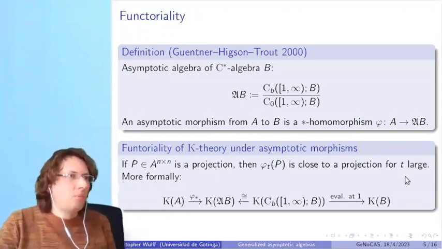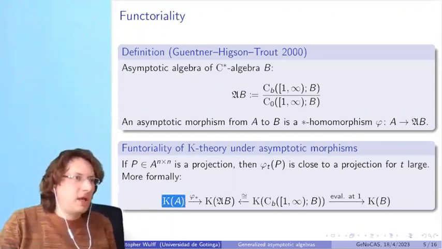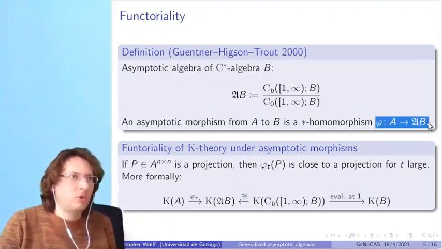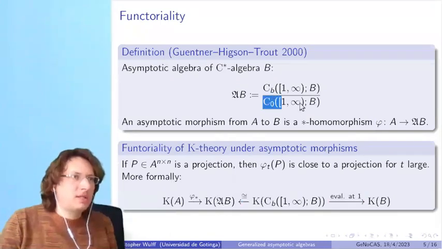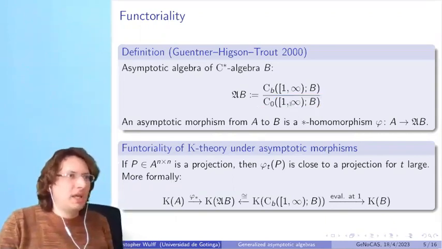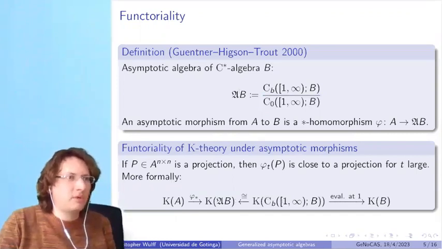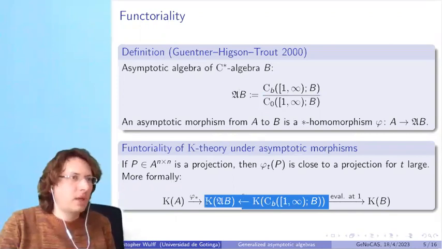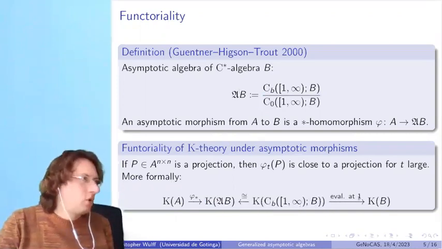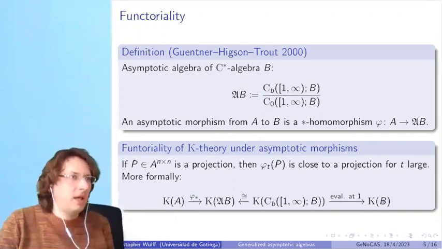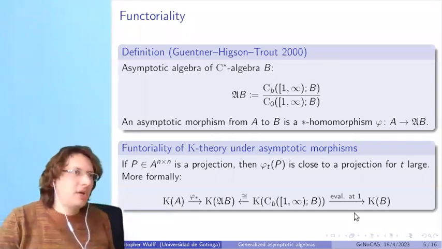in K of B. Or a more formal way to express it is, now if we start with K of A, then we can apply this phi. We can use the functoriality under this phi, which was now in this description of asymptotic morphism. So we end up in the K theory of the asymptotic algebra of B. And now, since this C star algebra here, the C0 functions of B, since this is a contractible C star algebra, the long exact sequence in K theory associated to this quotient actually gives an isomorphism between the K theory of the asymptotic algebra and the K theory of the bounded continuous functions with values in B. And now when we're here, we can evaluate it at 1 or at any other time t, and we get an element of K of B. And that's exactly the functoriality of K theory under asymptotic morphisms.